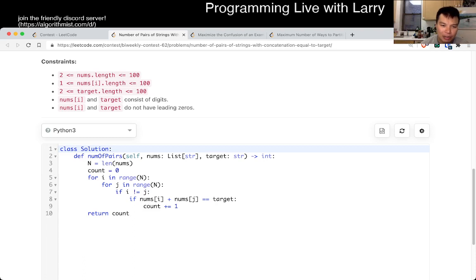But you can also watch me solve it live next because I got a little confused. But this is literally for i and j, if i is not equal to j, we just concat it. Note that concatenation is not commutative, so that's why you have to do it this way instead of just going from i to j. I mean, you could write it a different way. But yeah, if this is equal to target, you increment by 1. And that's pretty much it.